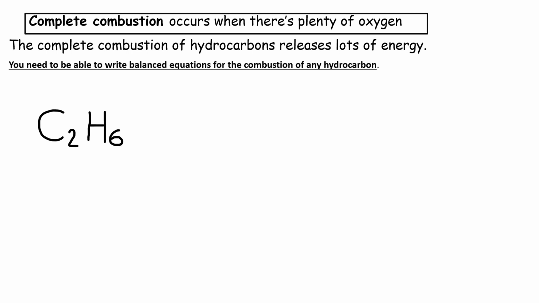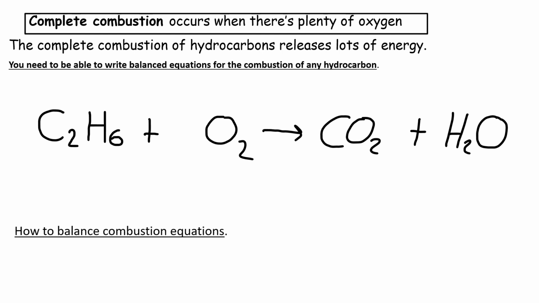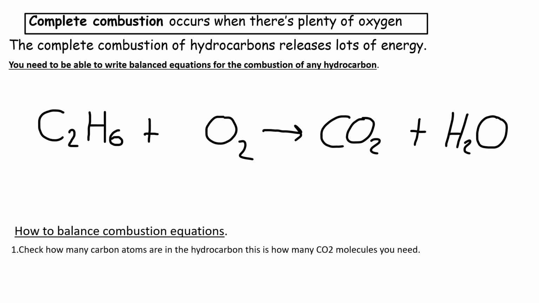Let's look at a combustion equation. Here I have a molecule of ethane. Ethane's a hydrocarbon made of just carbon and hydrogen atoms only. And all combustion reactions, if they're complete, will produce carbon dioxide and water. But how do we balance them?